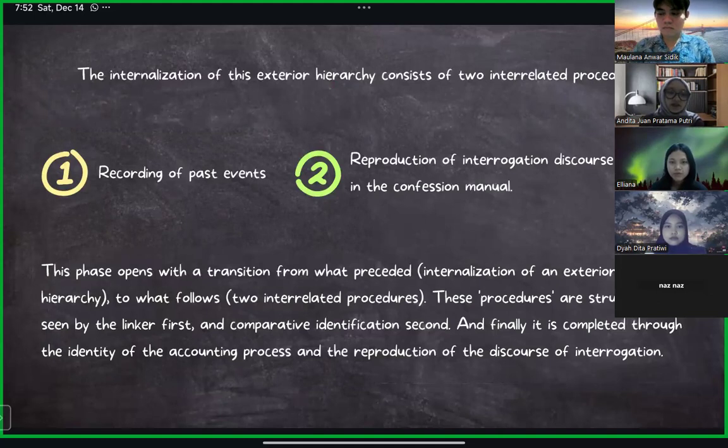So the internalization of this exterior hierarchy consists of two interrelated procedures. The first one is recording of past event, and the second one is reproduction of interrogation discourse contained in the convention manual. This phase opens with transition from what preceded. These procedures are structured as seen by the linker first and comparative identification second. And finally, it is completed through the identity of the accounting process and the reproduction of the discourse of interrogation.